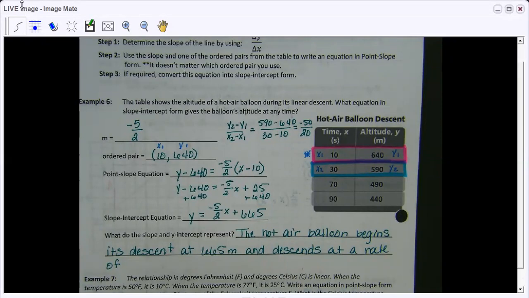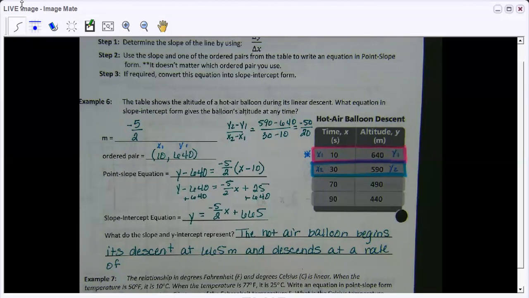All right, the relationship in degrees Fahrenheit and degrees Celsius is linear. When the temperature is 50 degrees Fahrenheit, it is 10 degrees Celsius. When the temperature is 77 degrees Fahrenheit, it is 25 degrees Celsius. Write an equation in point slope form giving the Celsius temperature C in terms of Fahrenheit F. What is the Celsius temperature when it is 68?